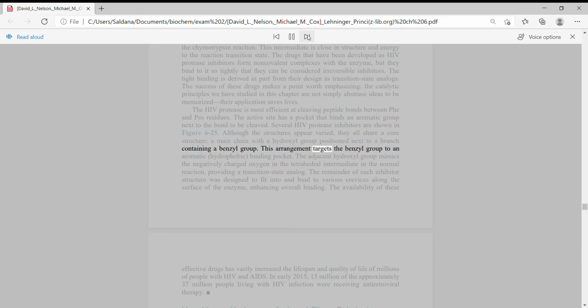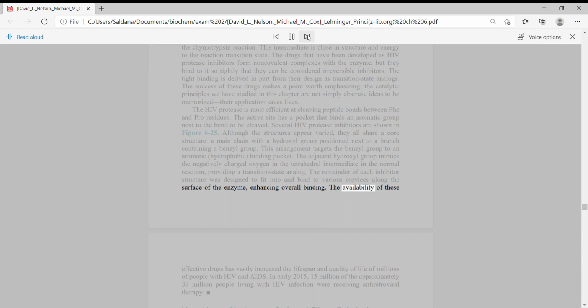This arrangement targets the benzyl group to an aromatic, hydrophobic binding pocket. The adjacent hydroxyl group mimics the negatively charged oxygen in the tetrahedral intermediate in the normal reaction, providing a transition state analog. The remainder of each inhibitor structure was designed to fit into and bind to various crevices along the surface of the enzyme, enhancing overall binding.